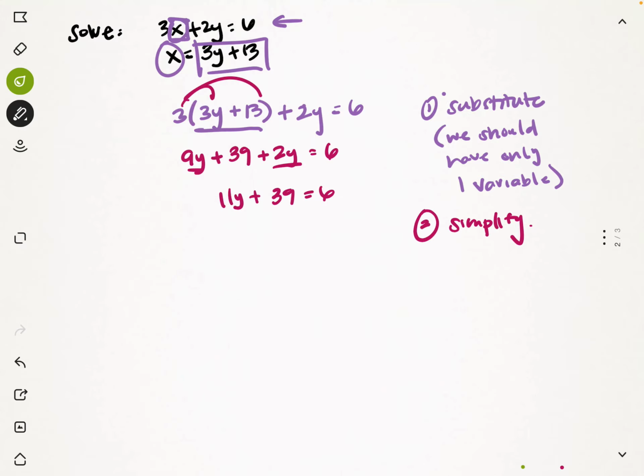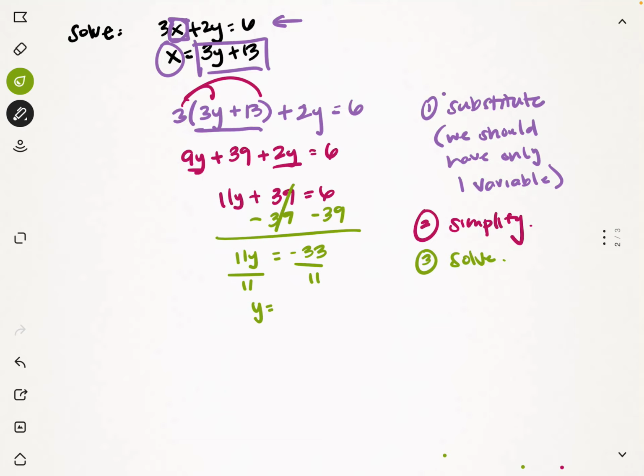And then the last step is we're going to go ahead and, oh, not the last step, I shouldn't say that. We're going to solve. Okay, so this is just a 2-step. We're going to subtract our 39. 6 minus 39 is negative 33. And then divide by 11. So negative 33 divided by 11 is negative 3.